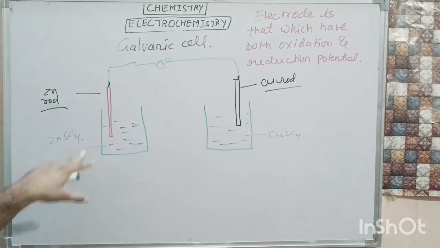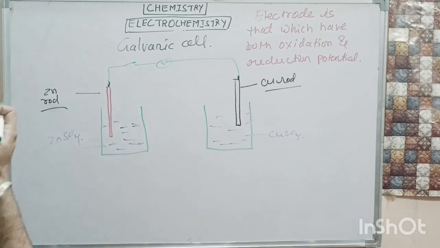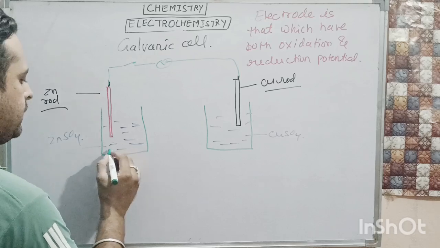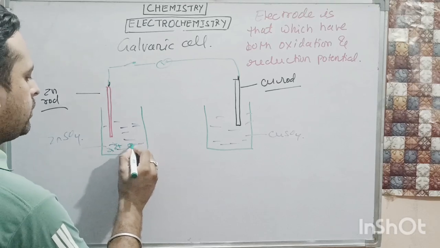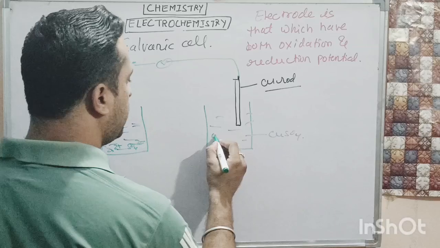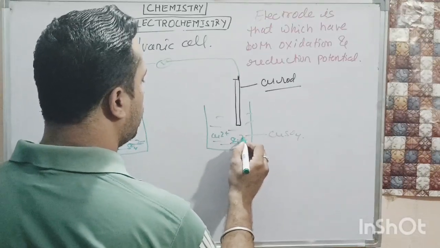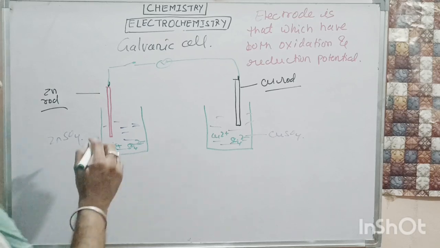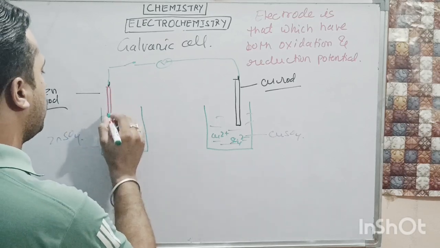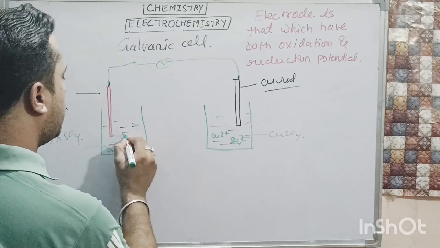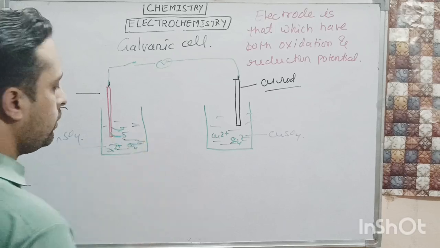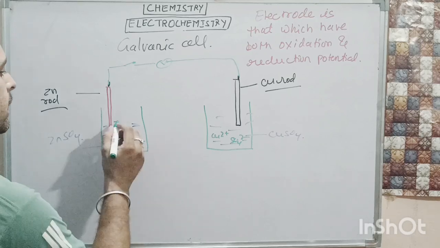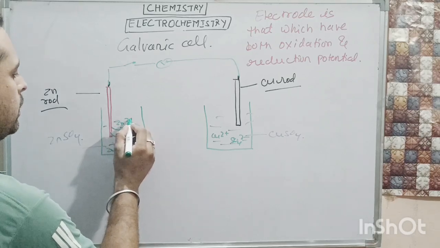When I have connected this with zinc and copper rod together with a voltmeter, let's look at the process. We can see that zinc 2 plus ion and SO4 2 minus ion are already present in the solution. Similarly, copper 2 plus ion and SO4 2 minus ion are already present in the solution because the salts will dissociate. When we provide charge to zinc rod, what happens? Zinc will start to lose its electrons and they will be coming into solution in the form of 2 plus ion.